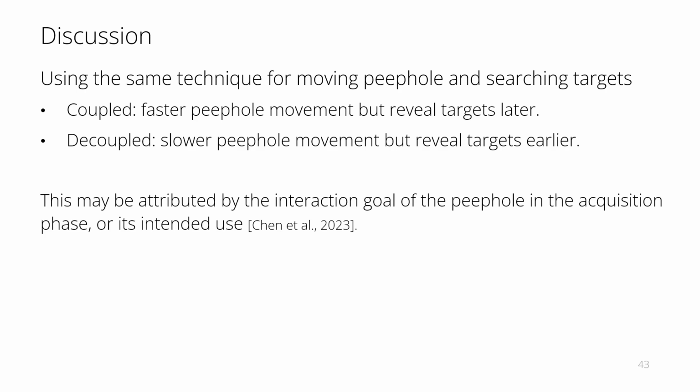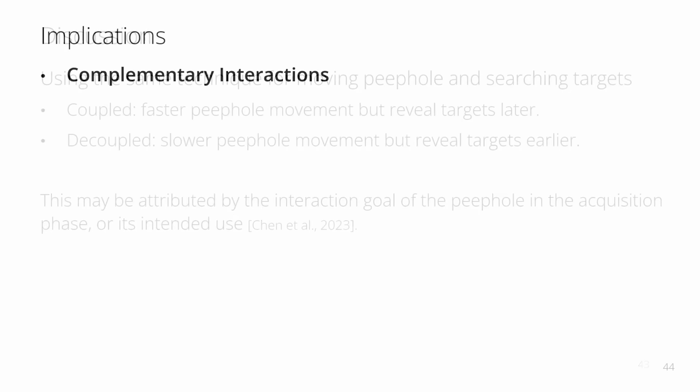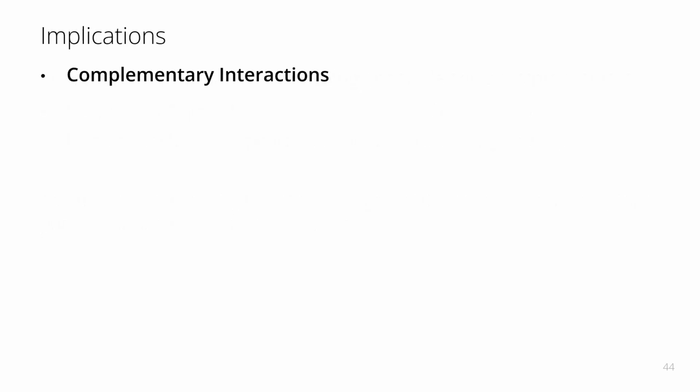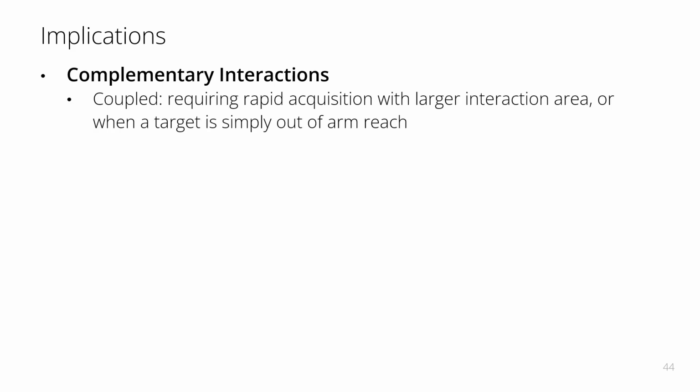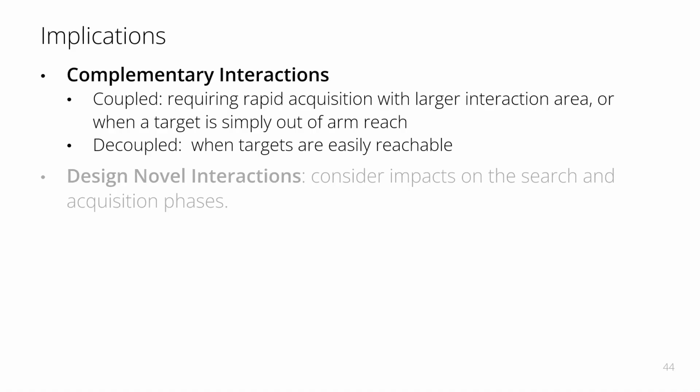This may be attributed to the interaction goal of the peephole in the acquisition phase or its intended use in the subsequent interaction. Given the different performance characteristics of coupled and decoupled, a system should consider which context these two conditions fit in. For instance, we could use coupled for tasks requiring rapid acquisition with a large interaction area, such as picking up a window, or when a target is simply out of reach. For decoupled, we could use it when targets are easily reachable.